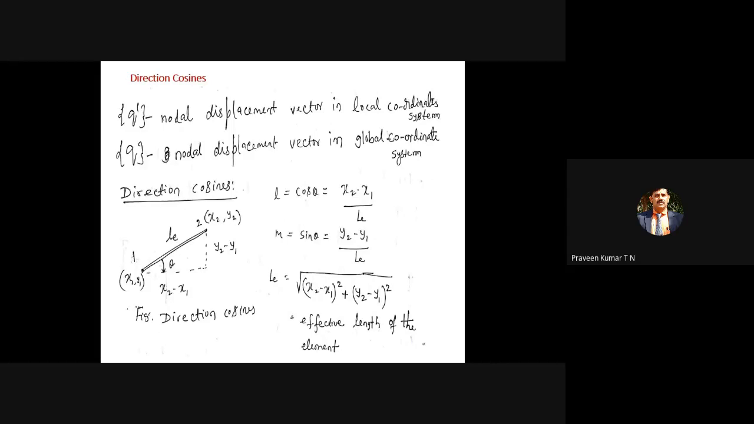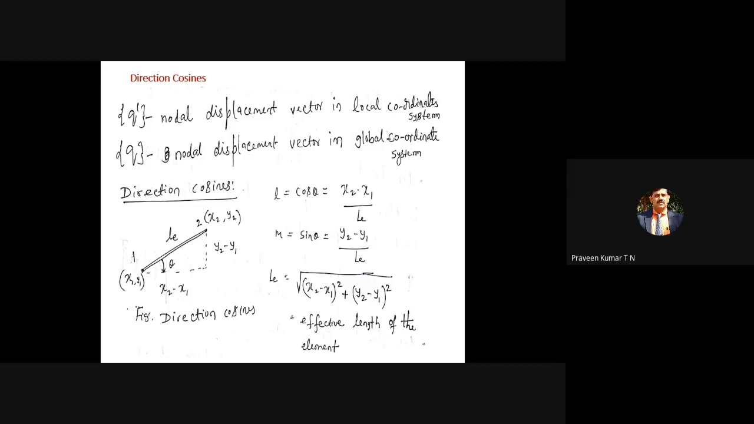Then direction cosines are also very important. The direction cosine l is x2 minus x1 divided by Le, as per this diagram. But the node numbers are not necessarily 1 and 2; they may be 4 and 1 also. In such cases, the general formula is xj minus xi, that is, the x coordinate of the jth node minus the x coordinate of the ith node. Similarly, m is equal to sine theta, which is yj minus yi.